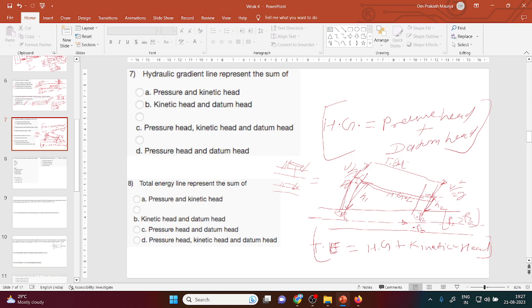This line represents your second case, where the piezometer is inserted in the pipe. As a conclusion, the hydraulic gradient line is not excluding the friction. If there is friction, then there will be a difference in the pressure, and we will have another hydraulic gradient line.